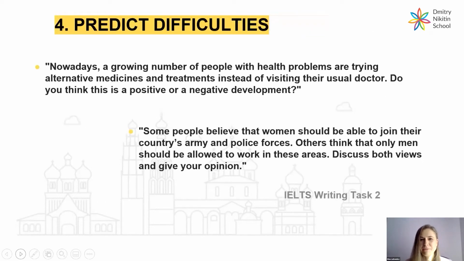Reason 4, you can predict difficulties. For example, the first topic, this is an IELTS topic I wrote recently. Nowadays, a growing number of people with health problems are trying alternative medicines and treatments instead of visiting their usual doctor. Do you think it's a positive or a negative development? When I was writing this, one problem emerged. I had to repeat the words alternative medicine, and usual doctor. I had to repeat it a lot of times.